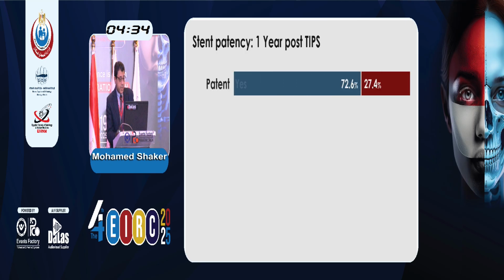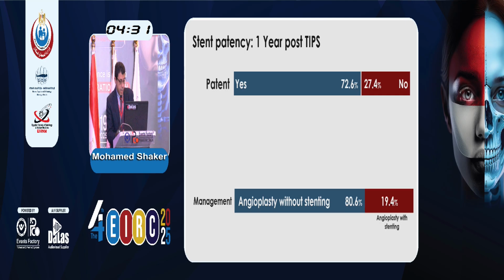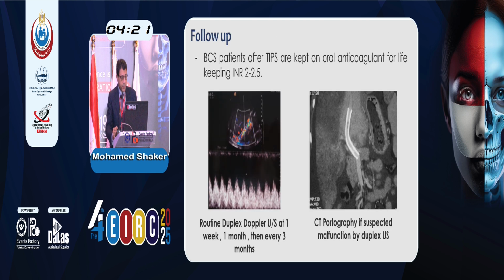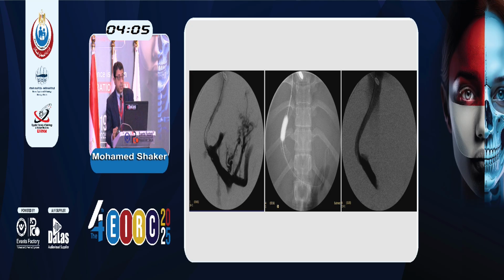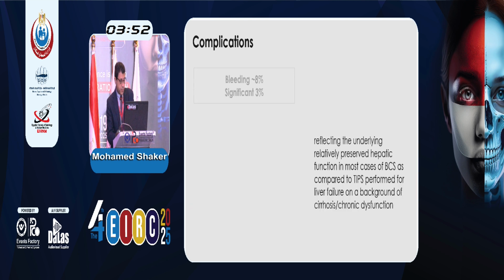Stent patency at 1 year is about 70%, and we do recanalization of the stent mainly in 80% of cases by angioplasty without stenting, and about 20% of cases by angioplasty with stenting. We follow up these patients regularly, keeping them on anticoagulants with INR not less than 2 and not more than 3. And we follow up by duplex ultrasonography, and if there is any suspected malfunction of the stent, we do CT portography. Usually we manage these patients by just balloon maceration of the thrombus inside the stent, as we see here, and just after, complete recanalization and disappearance of the related varices. Our complication rate: bleeding occurred in 8% of cases.